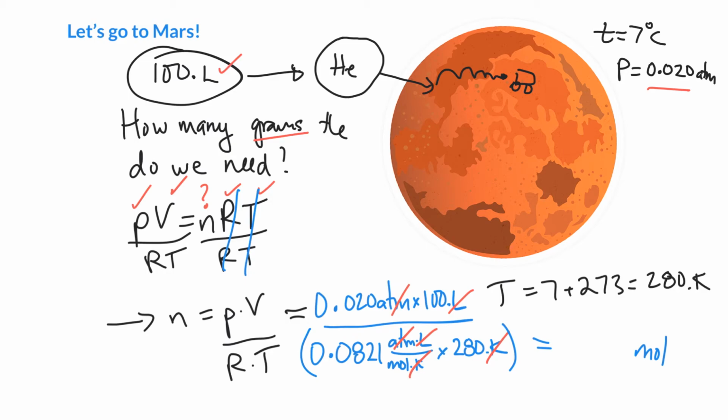And check along, make sure your calculator agrees, but I get quite a small 0.087 moles. And what was it? It was moles of helium. Now, that wasn't the question, was it? The question was not how many moles of helium, right? It was how many grams of helium.